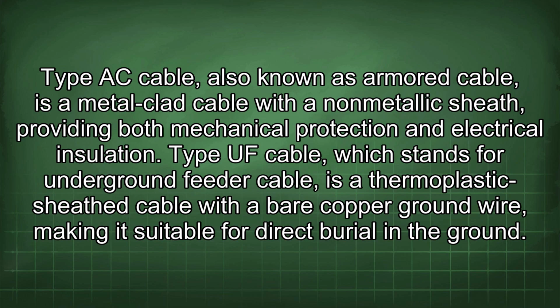Type AC cable, also known as armored cable, is a metal-clad cable with a non-metallic sheath, providing both mechanical protection and electrical insulation. Type UF cable, which stands for underground feeder cable, is a thermoplastic sheath cable with a bare copper ground wire, making it suitable for direct burial in the ground.